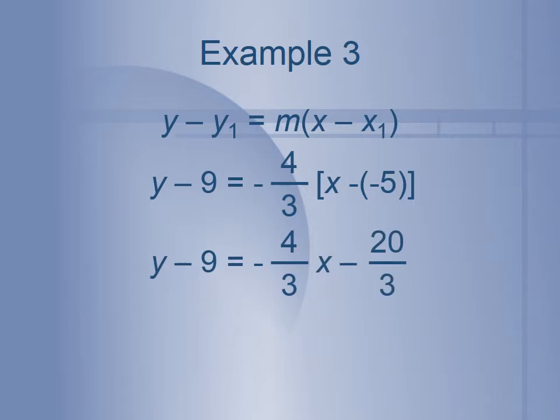Okay, so we're going to distribute the -4/3, and then add 9 to both sides, and we get y equals -4/3 x plus 7/3. So if you notice, the slope is the same, -4/3, but the y-intercept is different.